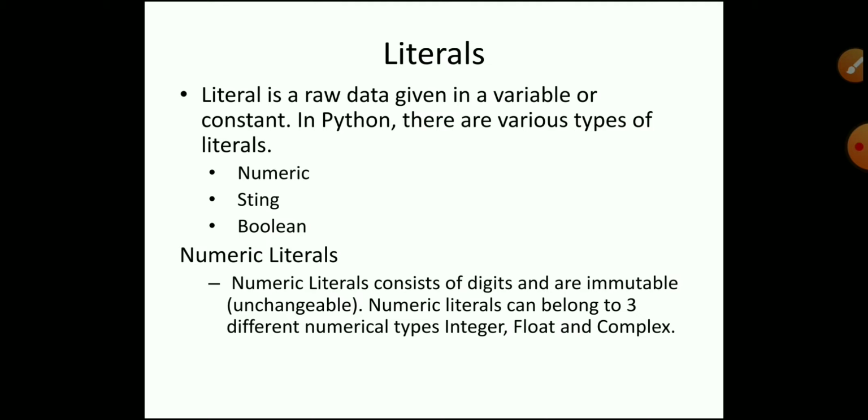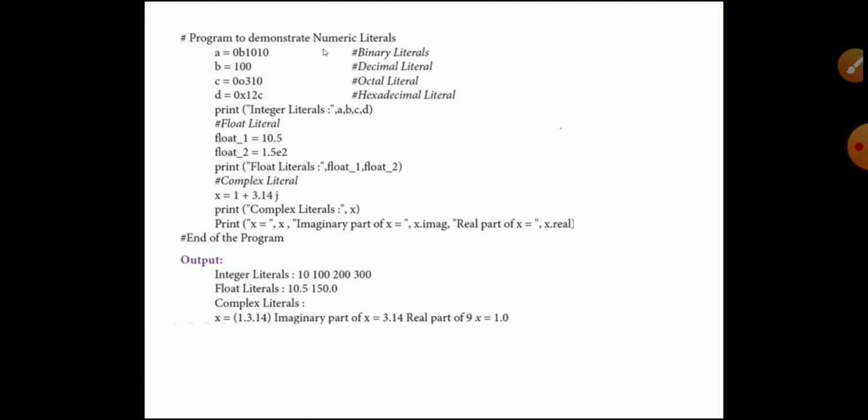Unchangeable, that is called a constant. Unchangeable values are called numeric literals. Numeric literals belong to three different numerical types: integer, float and complex. We will see examples: what integer means, what float means, and what complex means. So numeric literals themselves have three types: integer, float and complex.